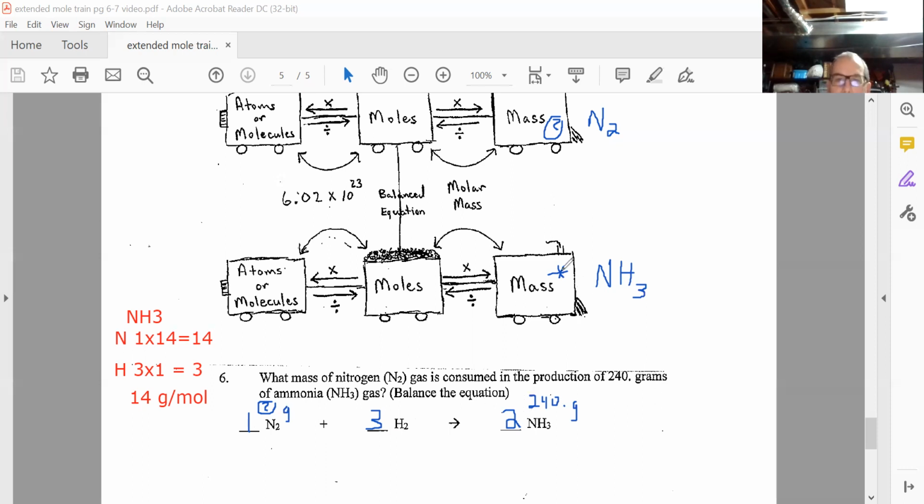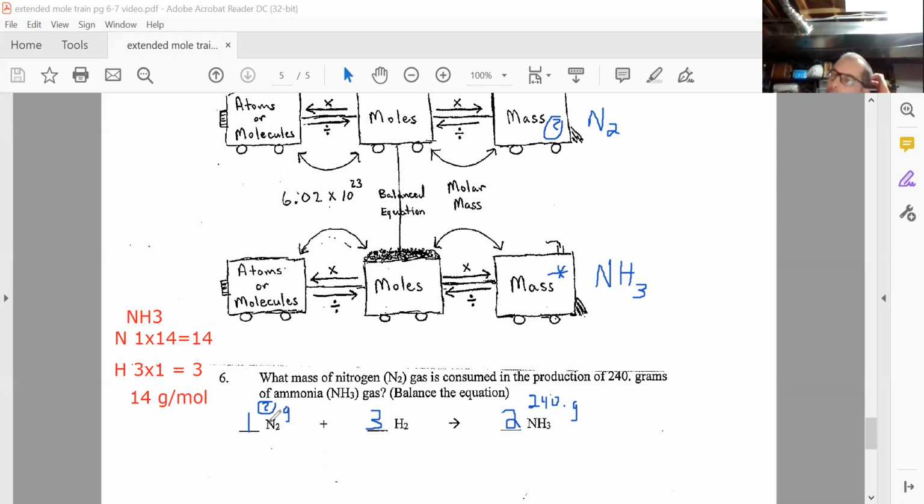So we've balanced our equation. We figured out our starting point. We figured out our ending point. We got to plan our route. So there's no connection between grams and grams. I can't just look at this and say, oh, 2-to-1 ratio, 1 is half of 2. I can't just cut this in half and be done.